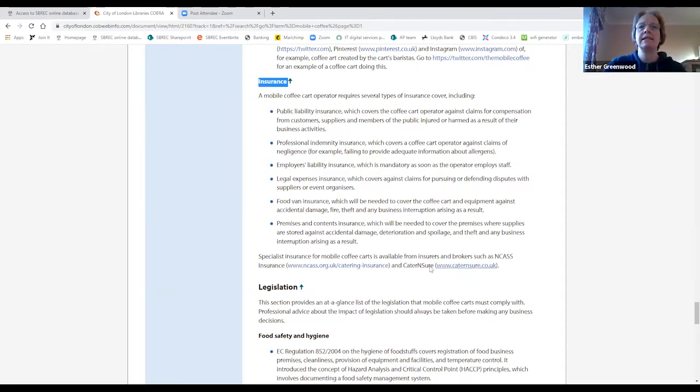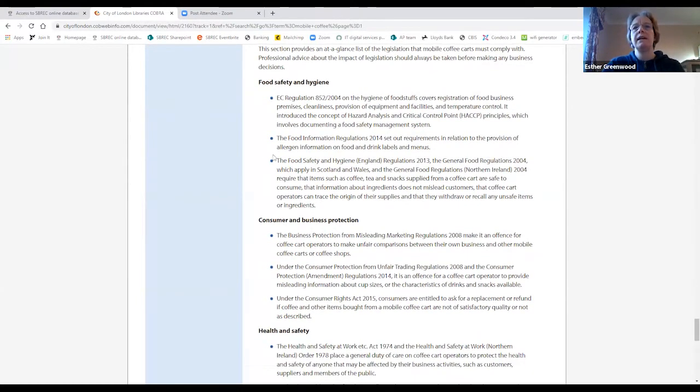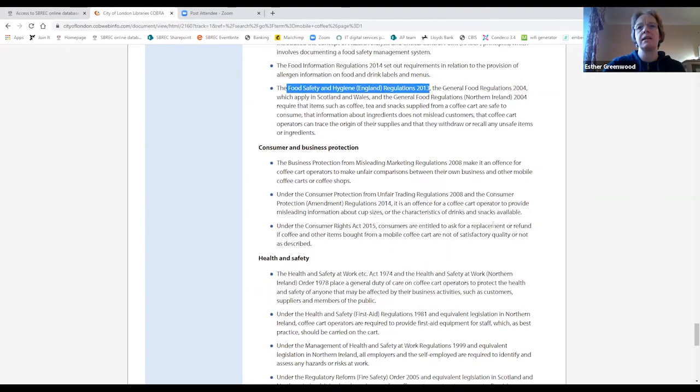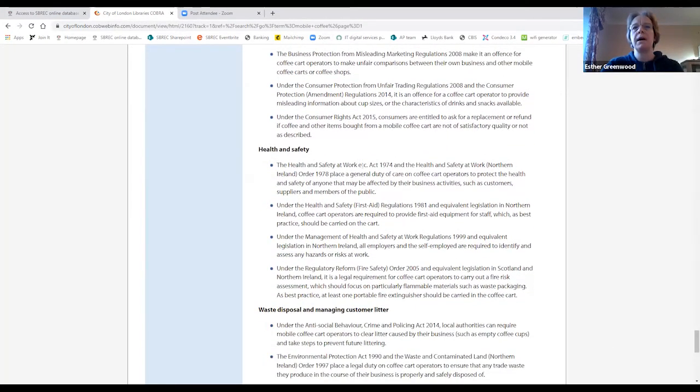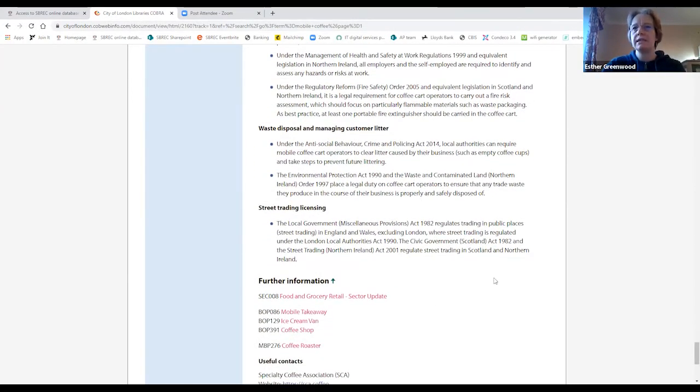Below that again is the legislation. So these are the regulations and the acts of parliament that you will need to comply with when you're running your business. For some, it will be more than others, but here, for example, it's talking about the food safety and hygiene regulations. Those are probably the biggest set of regulations that govern food at the moment. It goes into quite a bit of detail about this. Again, it talks about health and safety, disposing of litter, and the street trading licenses.